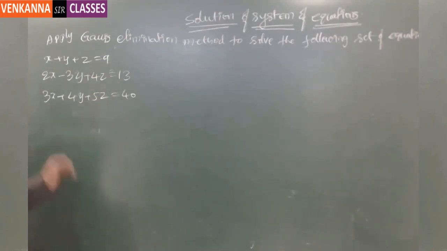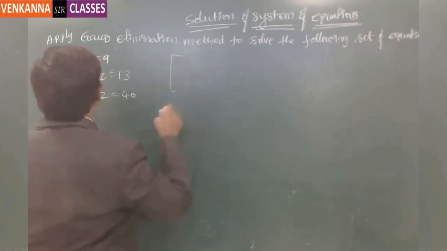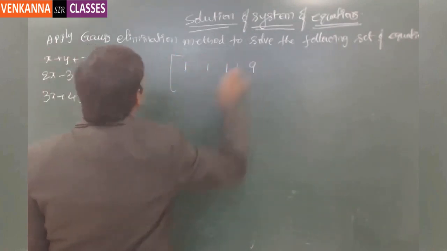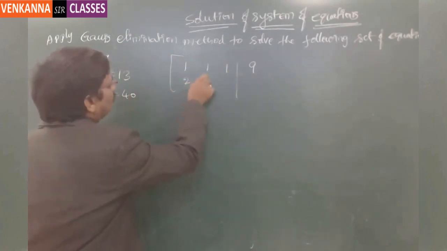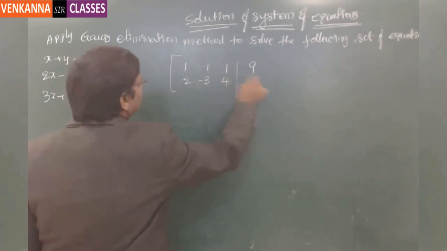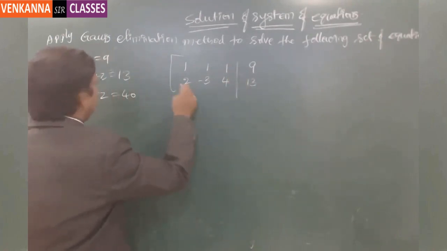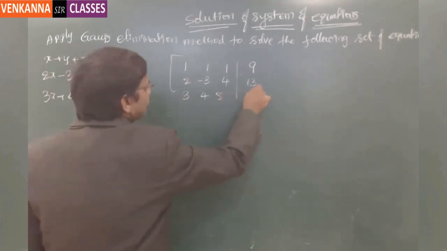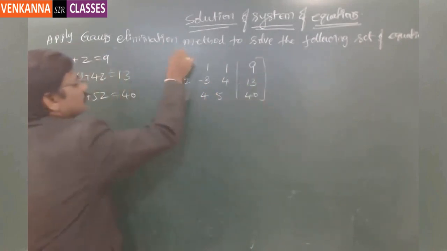Now by forming the augmented matrix, this is 1, 1, 1 and 9. And the next one, 2, minus 3, 4 and 13. And the next one, 3, 4, 5 and 40. So this is the matrix.